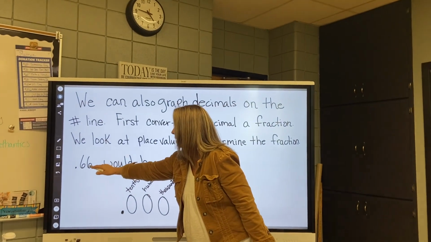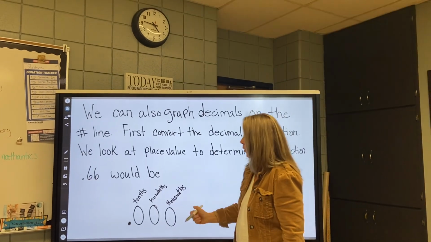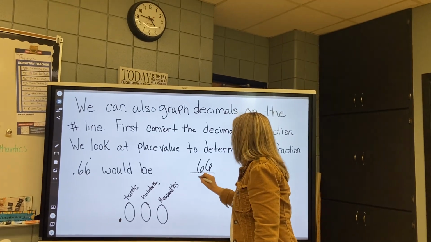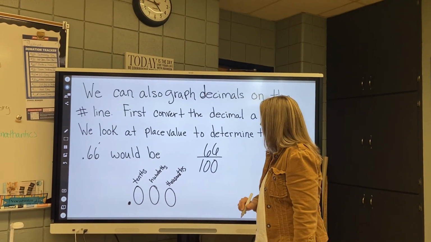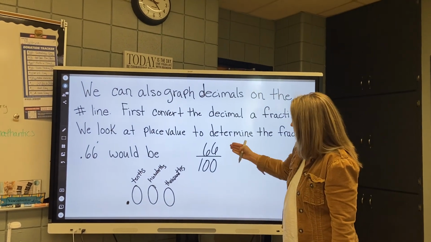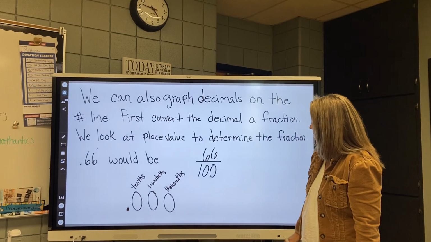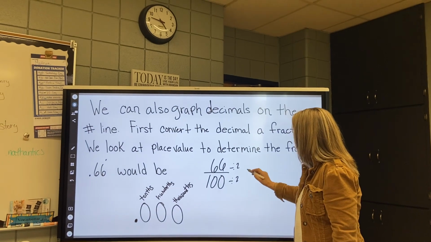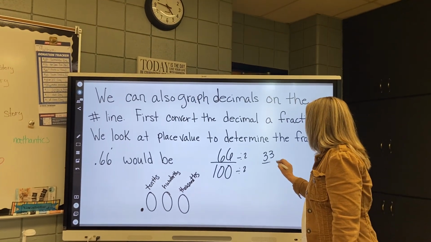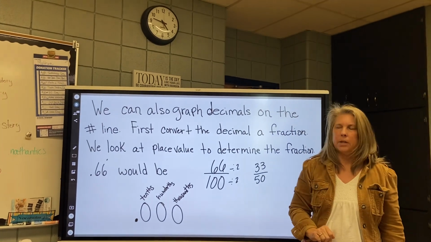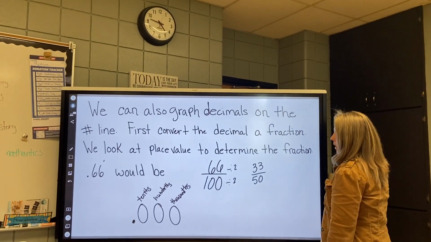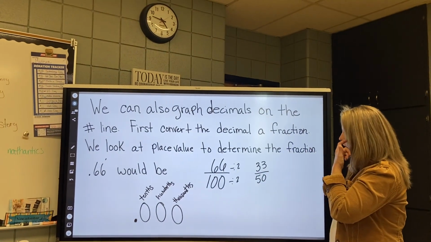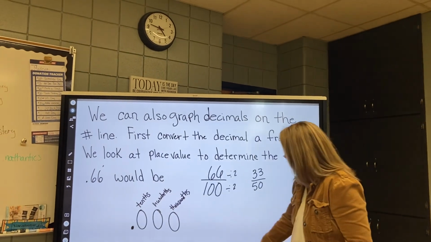What do you think 0.66 would be as a fraction? Well, we have tenths and hundredths, so that would be 66 over 100. Now, can I make that smaller? Yes, I can. I can divide this by 2. I divide the bottom too, because whatever you do to the top, you do to the bottom. And I would get 33/50. That means you would have to make 50 spaces between the two numbers. That's a lot, but we've done that in class.